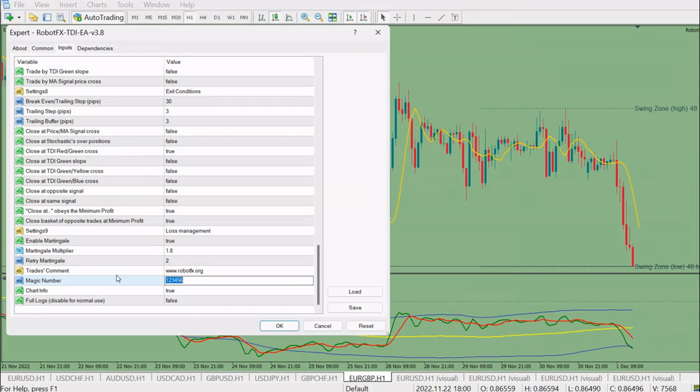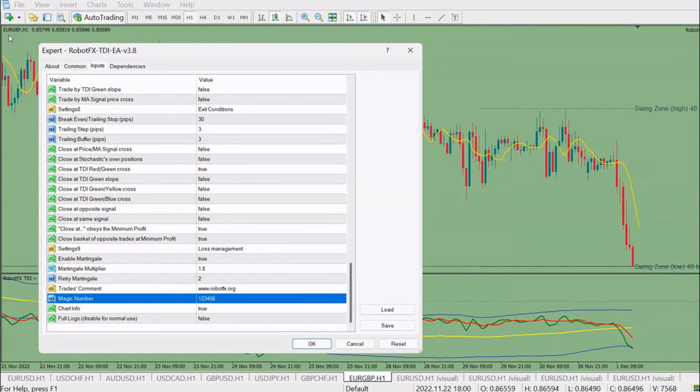The magic number is not really needed if you use the expert advisor on a single chart of the same kind. So if you have a Euro GBP chart, Euro pound chart, and you attach the expert advisor only on one Euro pound chart, then you will not need to change it. Obviously, you have to change the magic number and make it different if you attach the same expert advisor on the same or a similar chart multiple times.